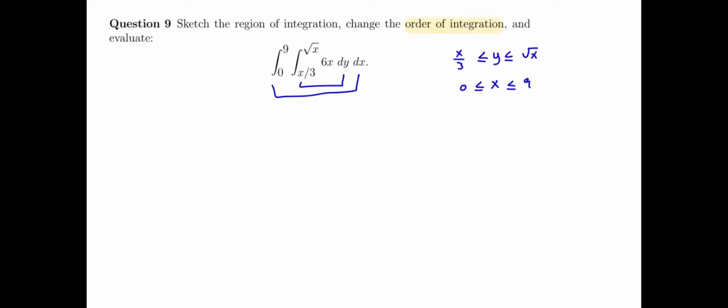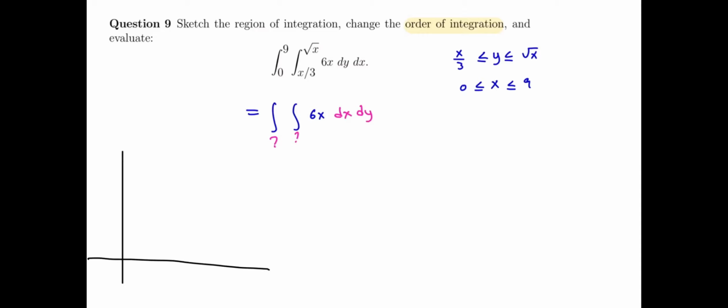And we want to change. So we're going to have to figure out how to represent the same integral, changing the limits of integration into dx dy. So that's what we want to do. So let's figure out what will be our limits of integration for x and y. So we're going to sketch the region of integration. So here's our xy plane. This is x, this is y. So this curve right here, this is a line. So let's suppose we have a line x over 3. So something like this.